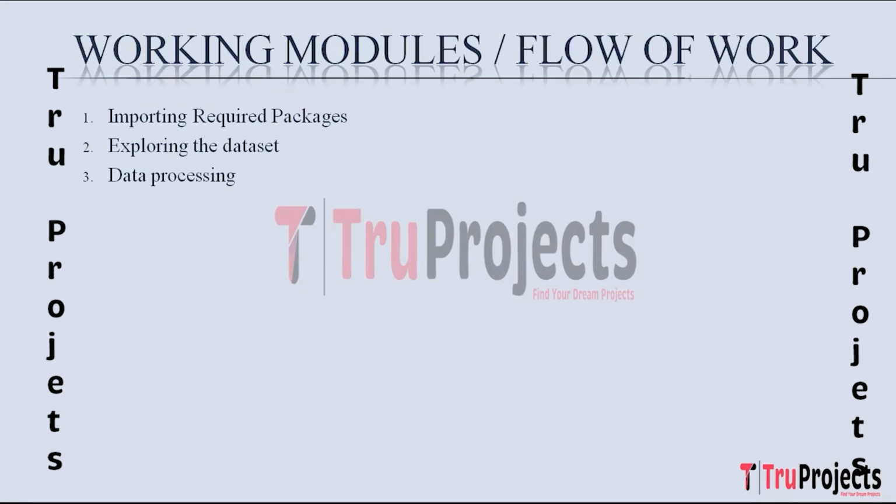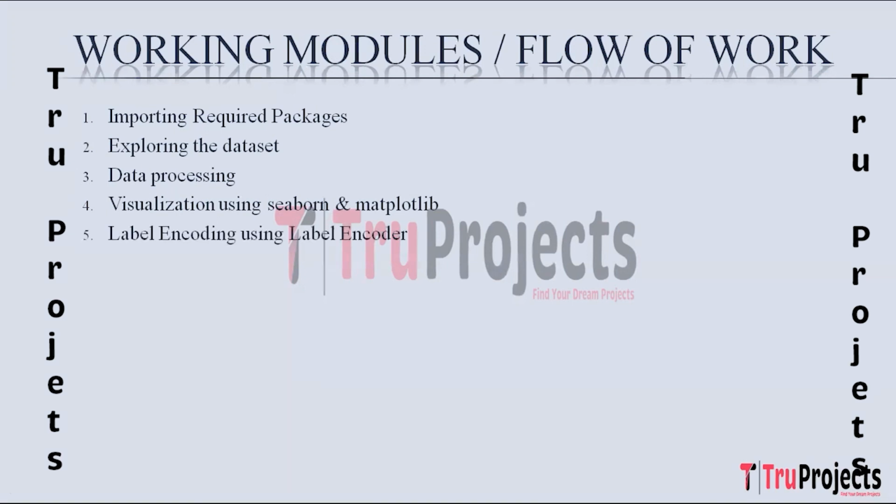The next step is visualization using Seaborn and Matplotlib. Here we employ Seaborn and Matplotlib to visualize patterns, distributions, and relationships within the dataset. Visualization aids in understanding the data's characteristics. The next step is label encoding using label encoder. In this step, we use label encoder to convert categorical labels into numerical format, making them suitable for training machine learning and deep learning models.